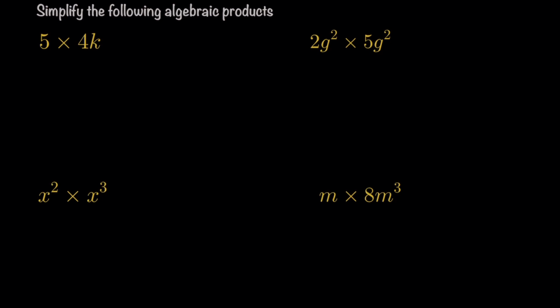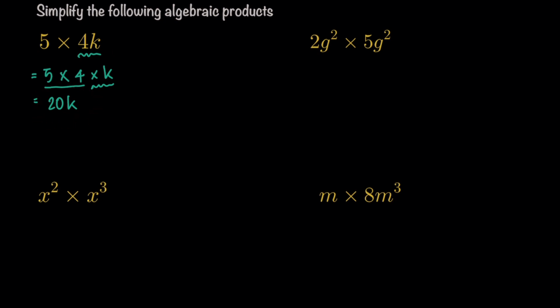Simplify the following algebraic products. First one, 5 times 4k. 4k means 4 times k, so I'm going to write 4 times k. And now all you have to do is multiply all of them together to simplify. The numbers will be multiplied first. So 4 times 5 is equal to 20. So write 20. And 20 times the k is 20k. So how you simplify 5 times 4k, it equals 20k.